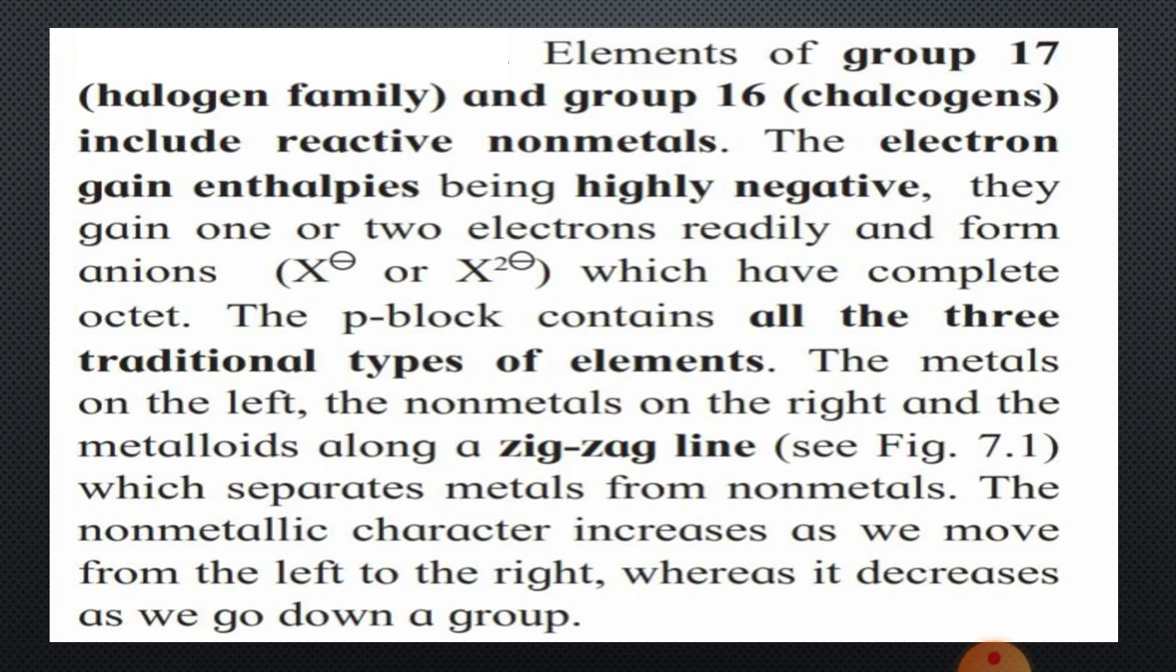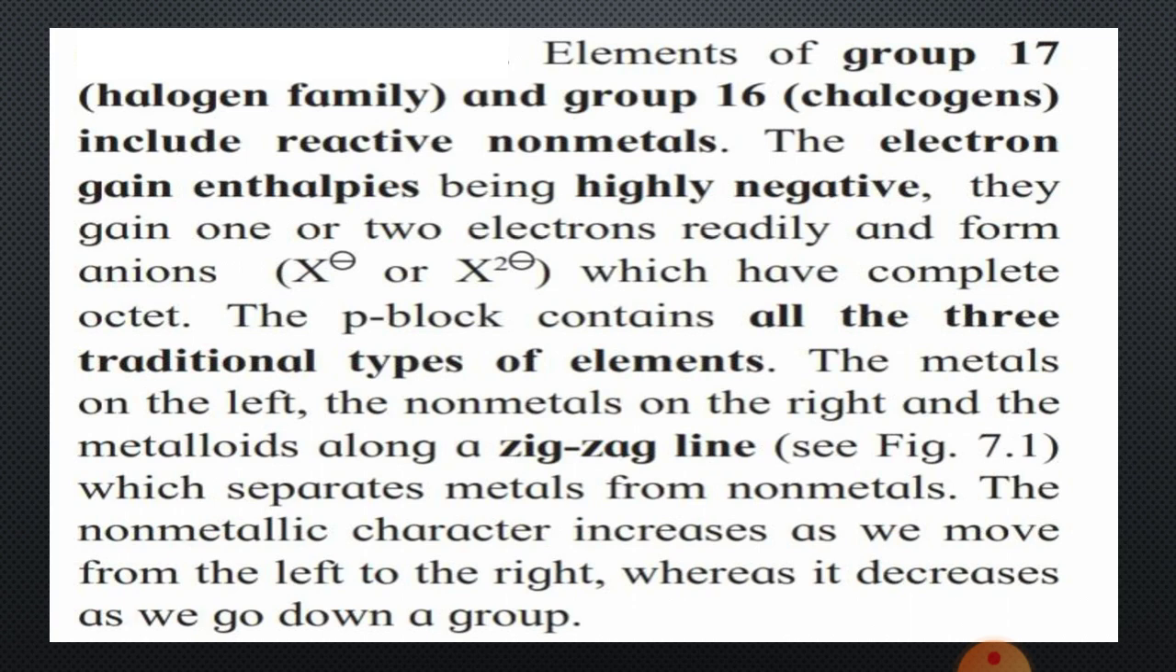Elements of group 17 are known as the halogen family, and group 16 are known as chalcogens. They include reactive non-metals, with highly negative electron gain enthalpy. What is electron gain enthalpy? It is the amount of energy required to gain an electron. How much energy is required to gain an electron?